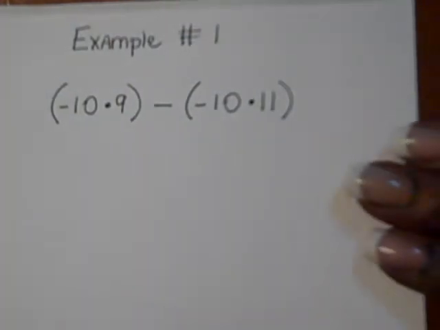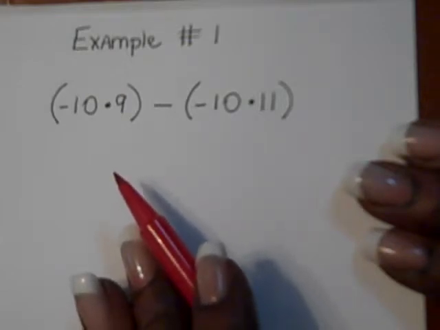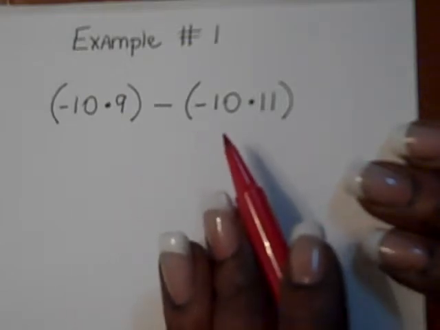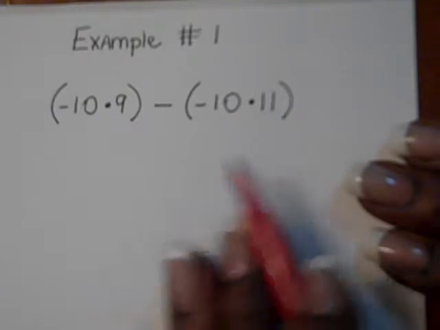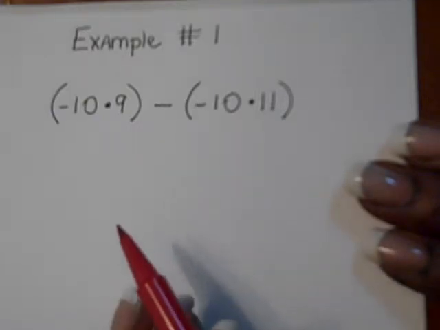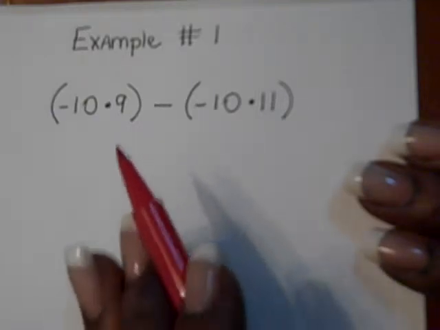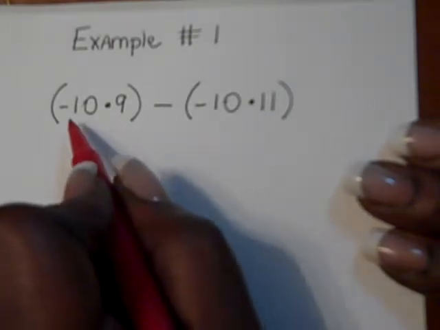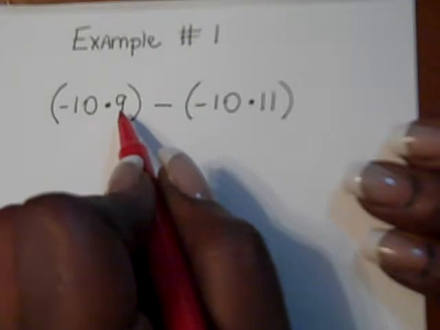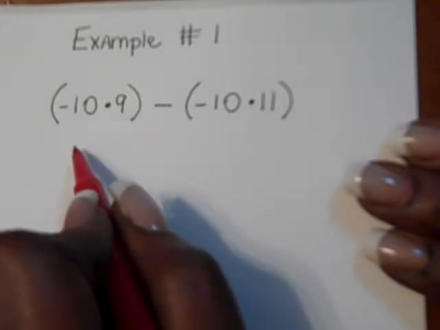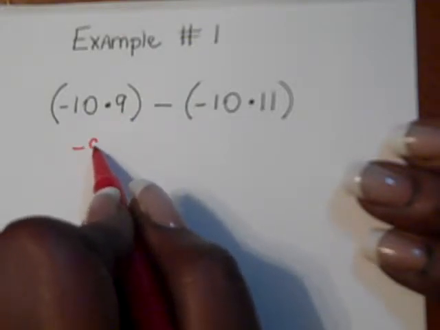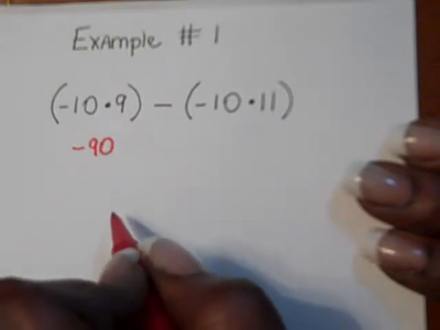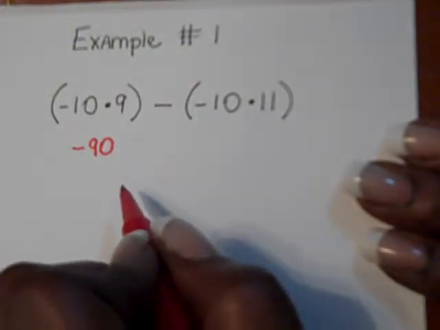The first example says negative 10 times 9 in the first set of parentheses minus the second set of parentheses, negative 10 times 11. Well, according to order of operations, we would do the first set of parentheses first. So that would give me a negative 10 times a positive 9. Remember your integer rules. And that is how we would get negative 90.